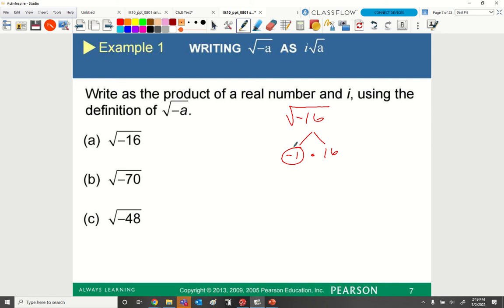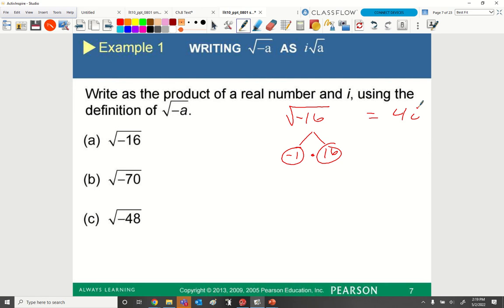So I'm going to circle this piece right here. That becomes i, so it comes outside of my radical. The i goes in front of my radical now. What about 16? What's the square root of 16? 4. That's also a perfect square, isn't it? So this answer is going to come out to be 4i, since the square root of negative 1 is i. Just like that. Does that make sense or nonsense?